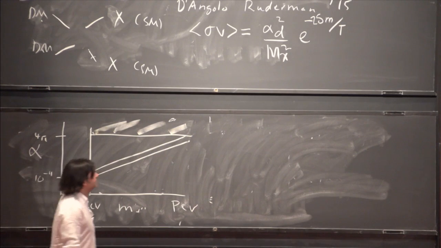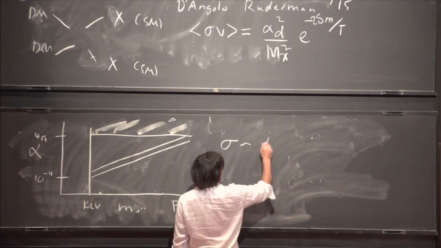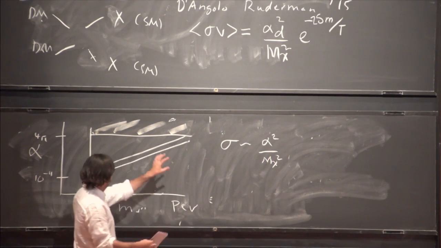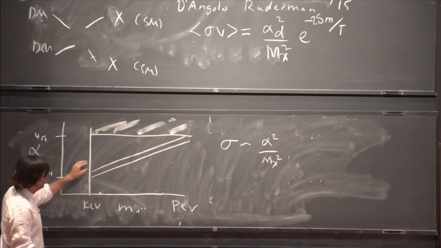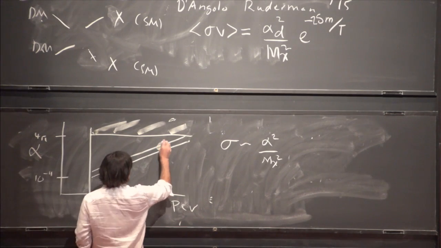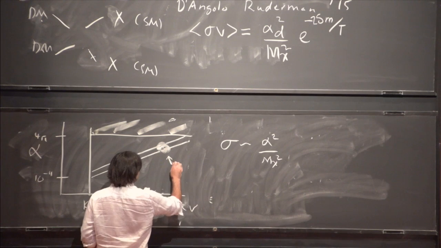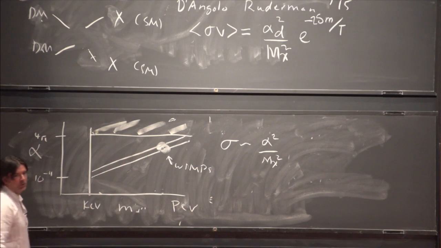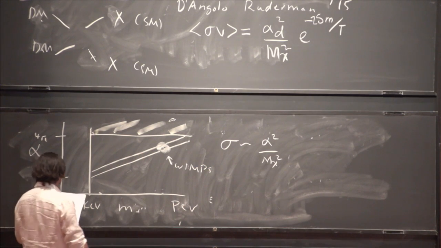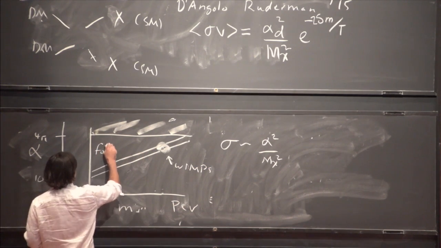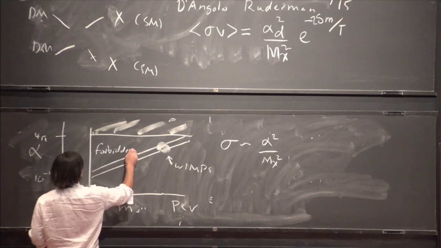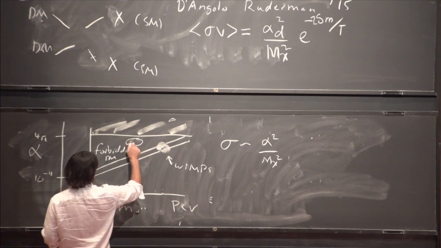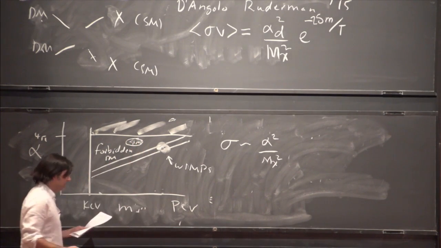thermal dark matter particle. So if your cross-section goes like alpha squared over m chi squared, then you can dial down your dark matter mass and your coupling constant at the same time. Up here, you have WIMPs. Here you have ultra-weakly coupled dark matter. Then up here, you have forbidden dark matter. And sort of around here, you have SIMP dark matter, strongly interacting massive particle dark matter.